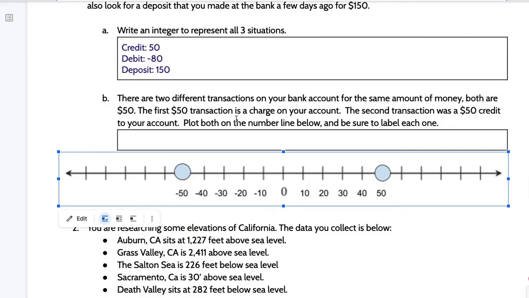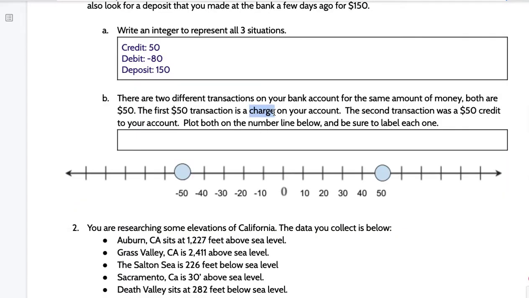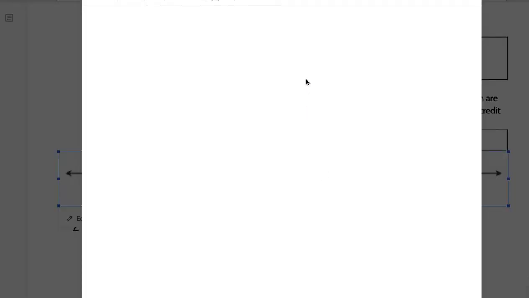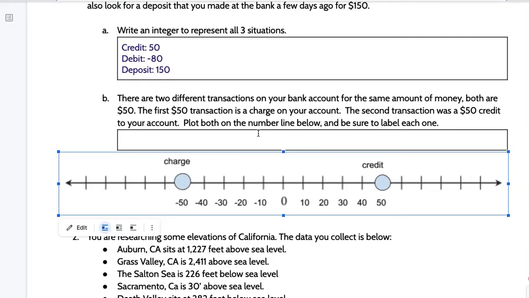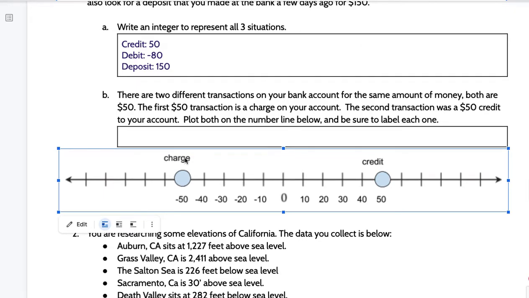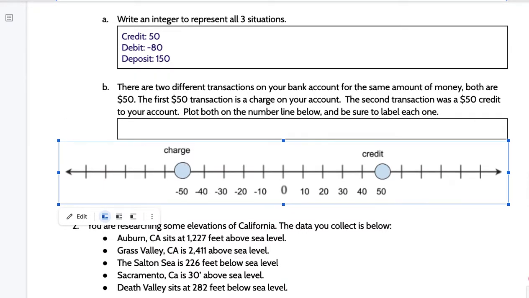I need to double check that one's a charge and one is a credit. So I'm going to go back here, and this would be the credit. Then I'll copy and paste this over here, and this would be the charge. The charge would be negative, and the credit would be positive.